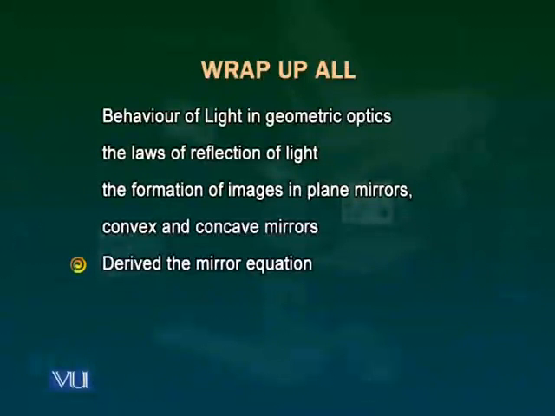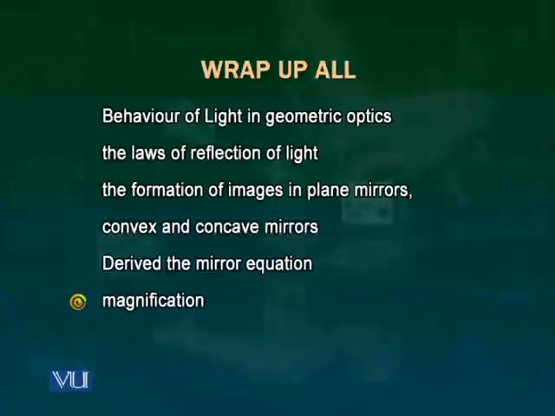We then derived the mirror equation with you, which was 1 over P plus 1 over Q equal to 1 over F, identical to the one we derived in the last lecture for lenses. Then we looked at the concept of magnification. When you are magnifying something, magnification is the size of the image divided by the size of the object.